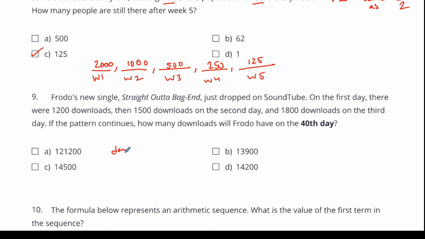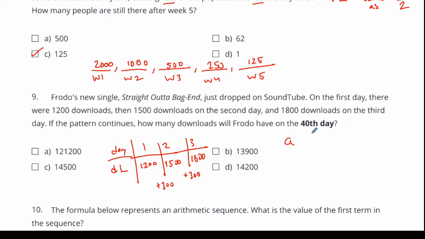So we have days, we have downloads, right? Day 1, 1,200. Day 2, 1,500. Right? So are we adding or are we multiplying every time here? Looks like we're adding 300. Okay, so I know that's going to be arithmetic. In this case, it will be useful to do a formula instead of adding 300 a bunch of times, right? So we'll do the arithmetic formula.